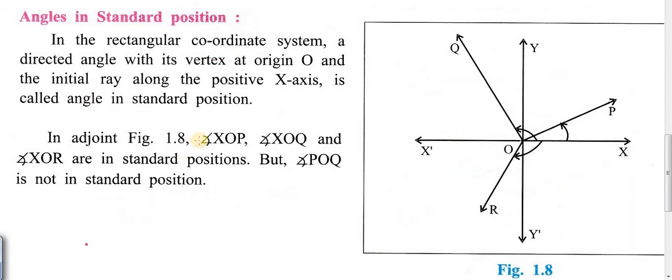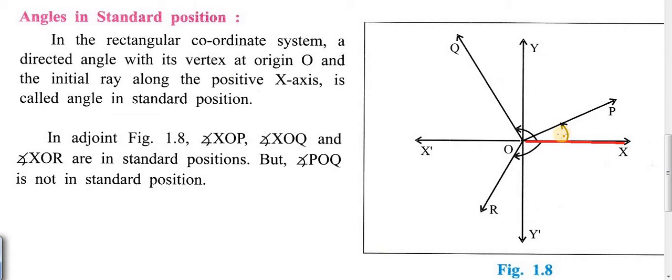Okay. Next is angles in standard position. Now it's a very important concept, angles in standard position. Now as we know, for a directed angle there are two important positions, initial arm and terminal arm. If for the given directed angle, its initial arm is along positive direction of x-axis, say along OX, terminal arm may lie anywhere in any quadrant, but the initial arm has to be along positive direction of x-axis, then the angle is known as angle in standard position.